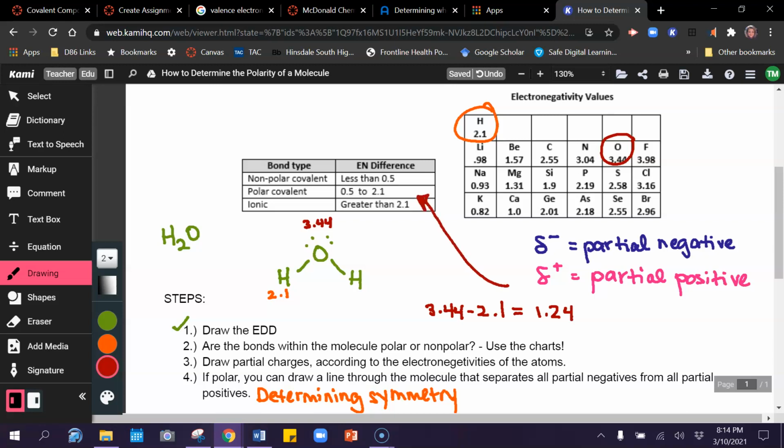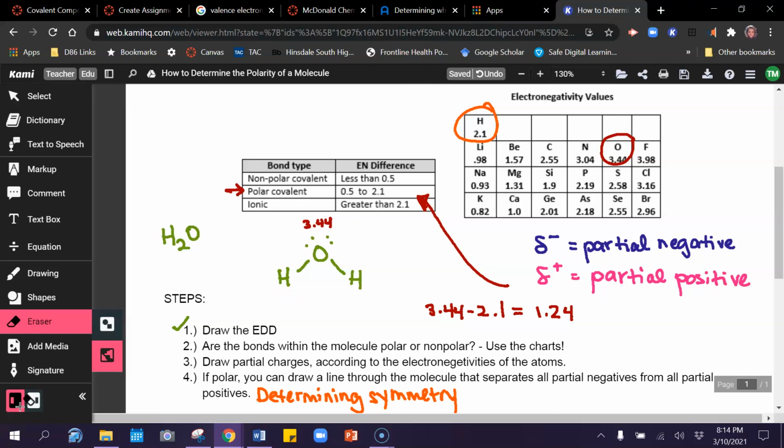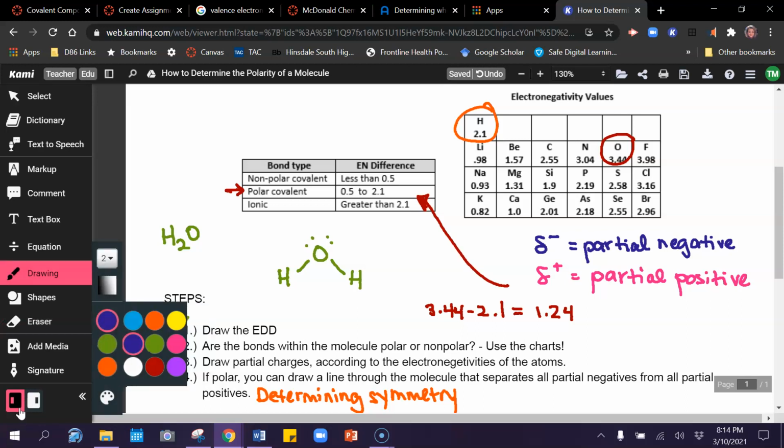So now I'm going to take a look at my electronegativity difference chart, and I can see that 1.24 falls in the polar covalent area. And what this means then is that my electrons are going to be drawn toward the more electronegative atom. And in this example, my more electronegative atom is oxygen. How do I know that? Because 3.44 is greater than 2.1. So I'm going to draw my partial negative up by the oxygen, and I'm going to draw my partial positive down here by my hydrogen.